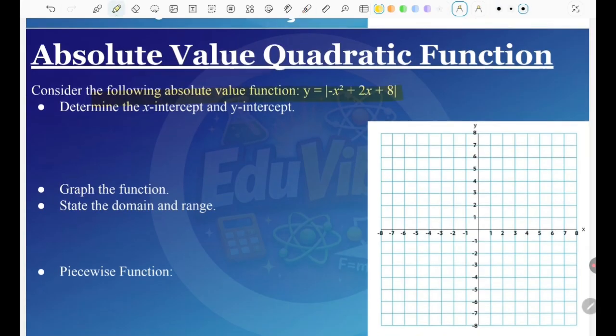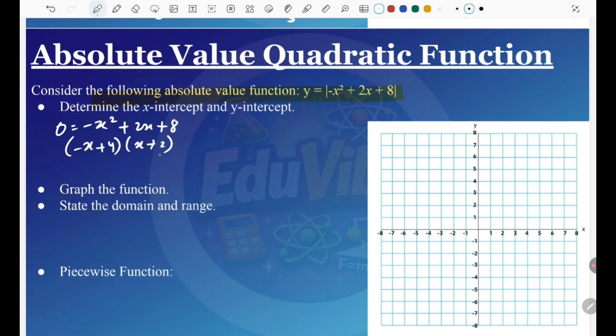So again, what is the function of the absolute value of minus x squared plus 2x plus 8? Actually, you have to solve this. You can solve this by taking the x-intercept, so take y equal to 0. Take minus common and you get the answer, or you can factorize this. When you factorize, you get minus (x minus 4) and (x plus 2), so you get the two x values, 4 and minus 2.